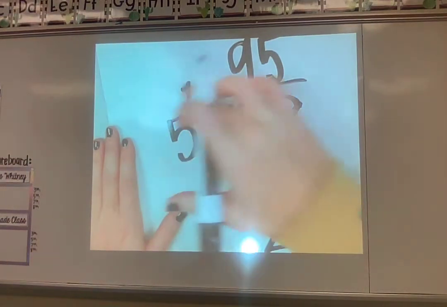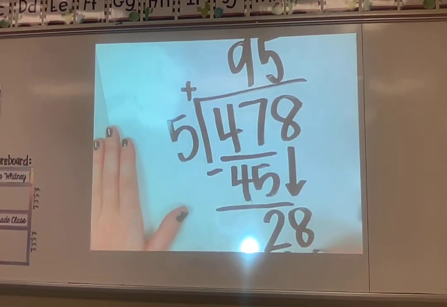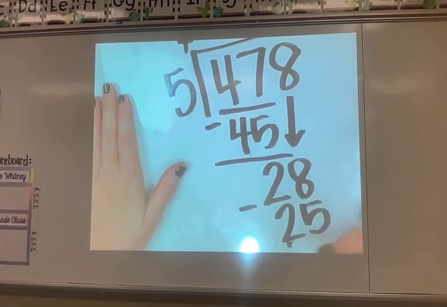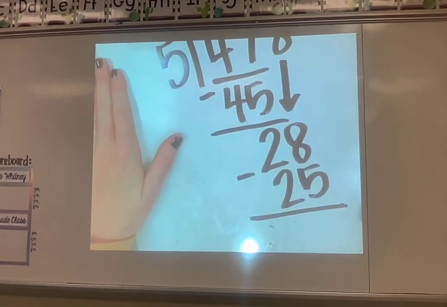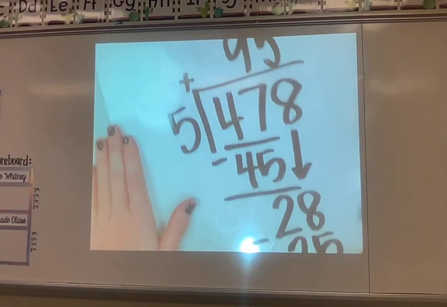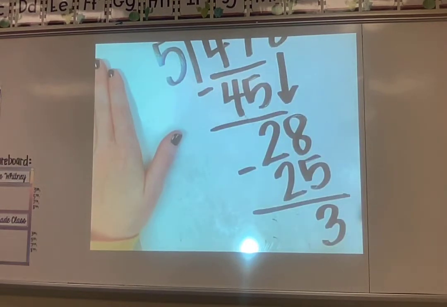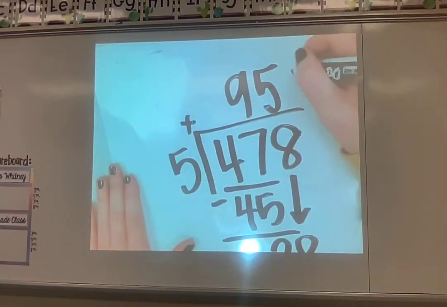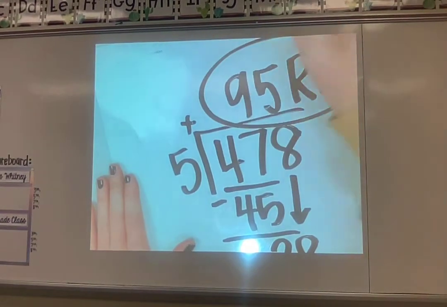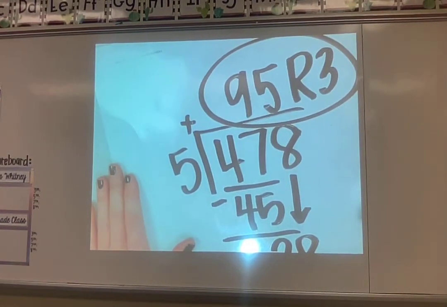Monkeys, 5 times 5 is 25. It's hard to see. I'll slide it for you. There you go. Swipe. So subtract. 28 minus 25 is 3. Bananas. Oop, I don't have anything to bring down, but I do have some left over. So that 3 is going to come up here as my remainder. Capital R3. So 95, remainder 3.